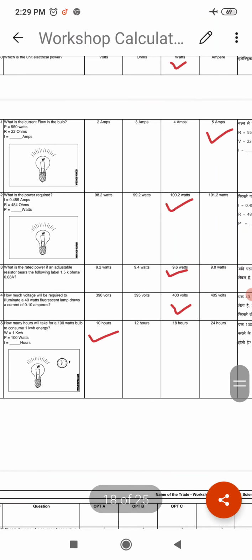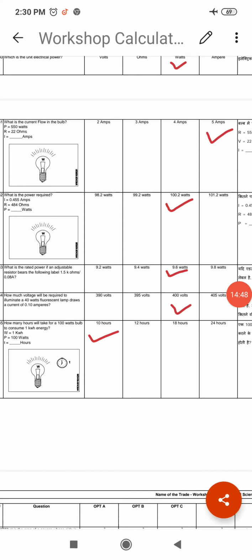Next, what is the current flow in the bulb? P is 550 watts, R is 222 ohms. Answer is 5 amperes. What is the power required? I is equal to 0.455 ampere, R is equal to 484 ohms. Answer is 100.2 watts. Next, what is the rated power if the adjustable resistor bears the following label: 1.5 kilo ohms, 0.08 ampere? It's 9.6 watts.